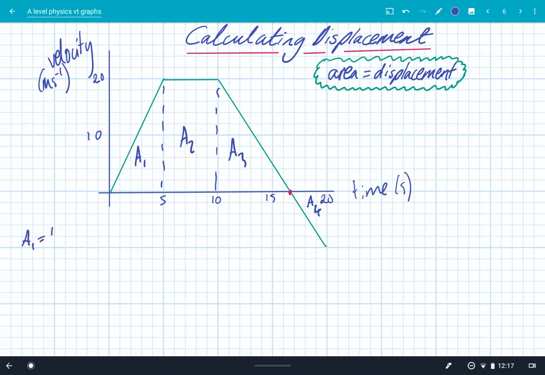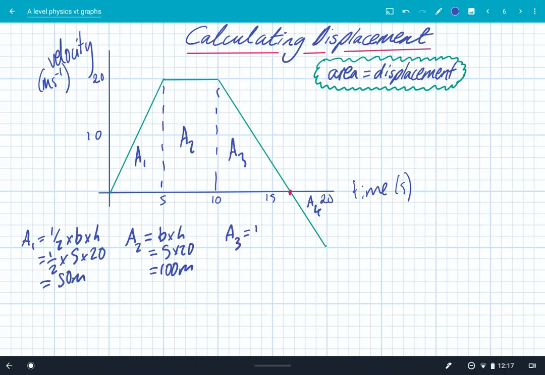So area 1 is half times the base times the height, which is half times 5 times 20, which is 50 meters. Area 2 is a rectangle, so we do base times height, which is 5 times 20, which is 100 meters. Area 3 is half times the base times the height, because it's a triangle, which is half times the base, which is 6.5, times the height, which is 20. And if I just get my calculator and work that out, 0.5 times 6.5 times 20, which is 65 meters.